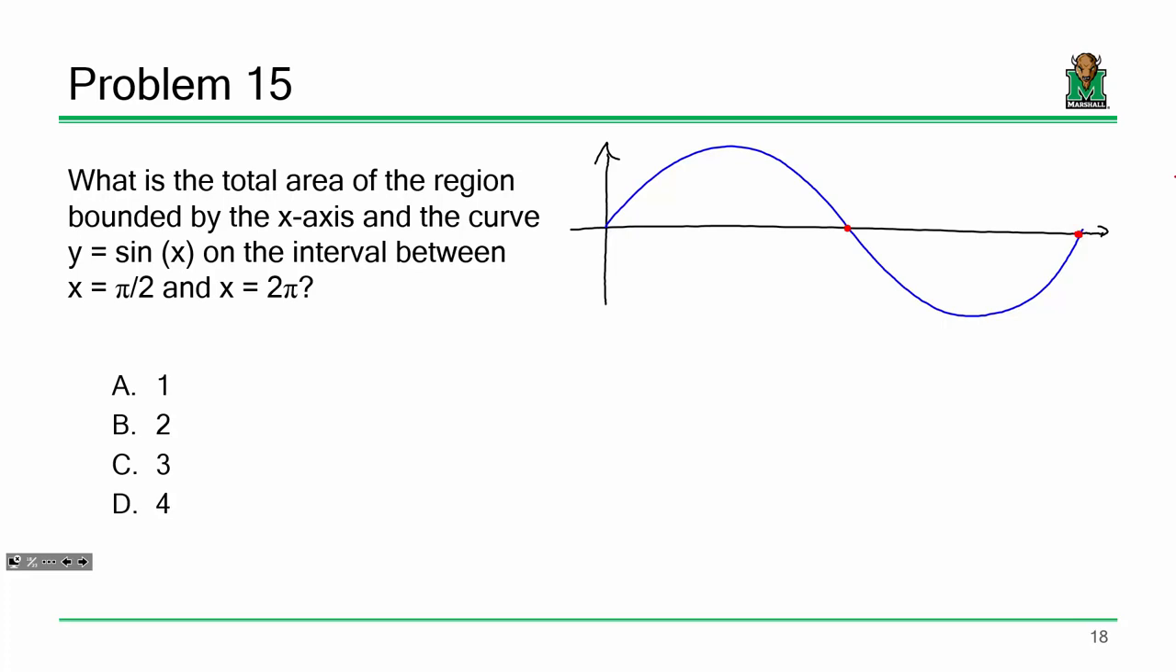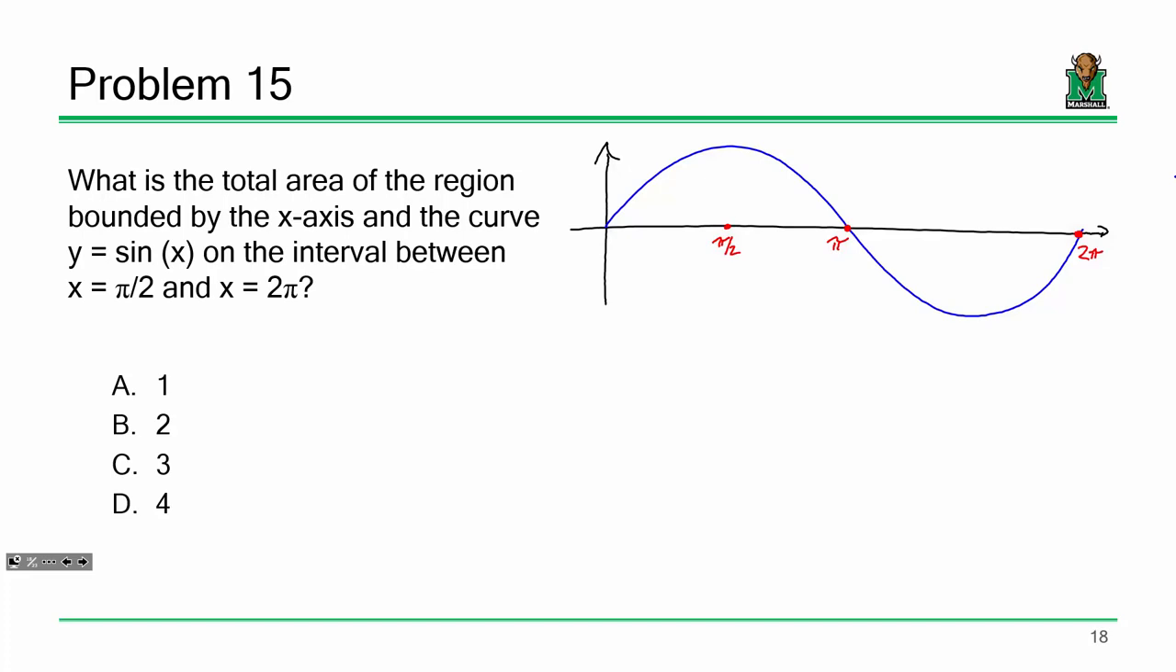Okay, so what is this? That's 2 pi, right? Remember, we were doing degrees last time. Let's do radians now. Pi over 2 is about right there, right?